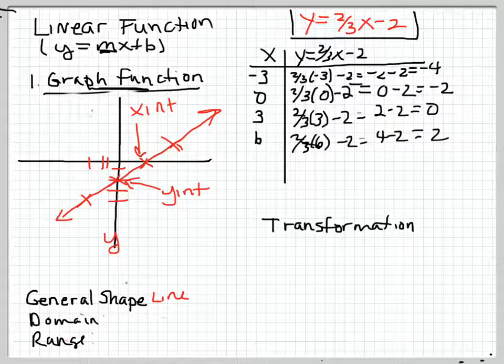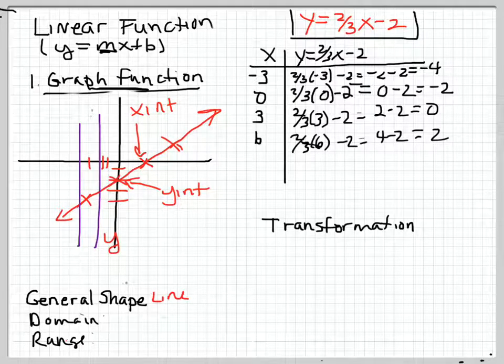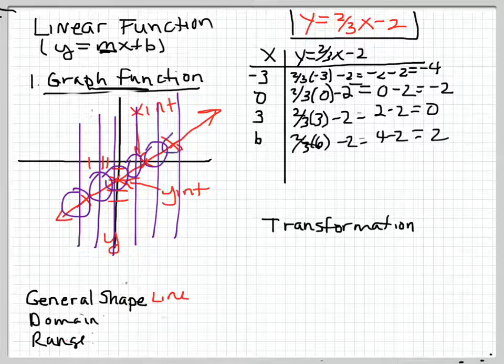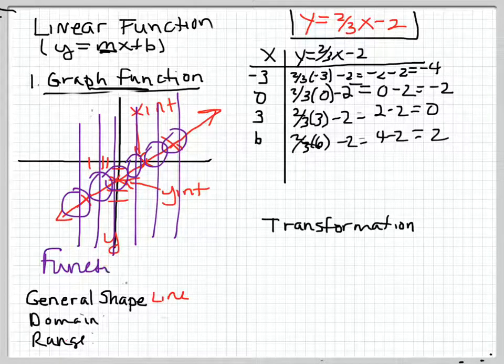Well, it's a function if it passes the vertical line test. And the vertical line test says if I can draw a vertical line through the graph and it only intersects it in one point each time you draw a vertical line, then the graph is a function. So its general shape is a line, and is it a function? Yes, it is.